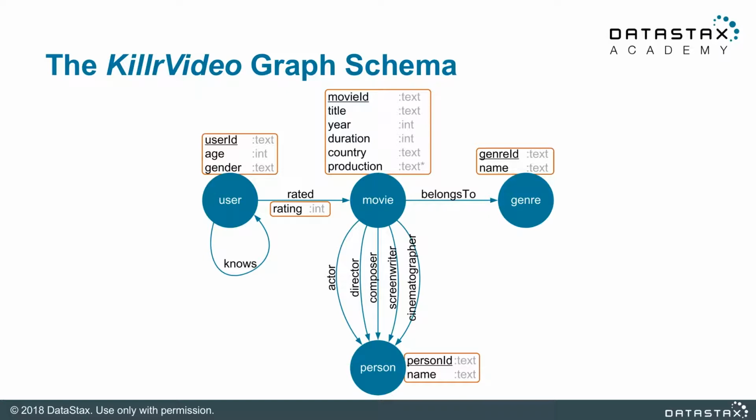User-defined vertex IDs are underlined. We have no meta properties in this schema, but we do have one multi-valued property, and that is the production property. Please take a moment to study this schema, as it'll help you as we work through our example.